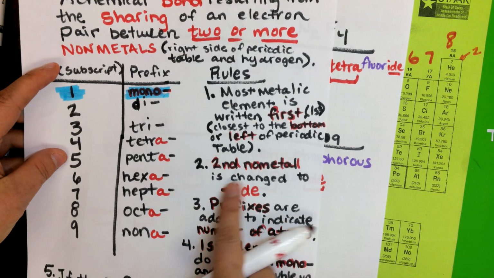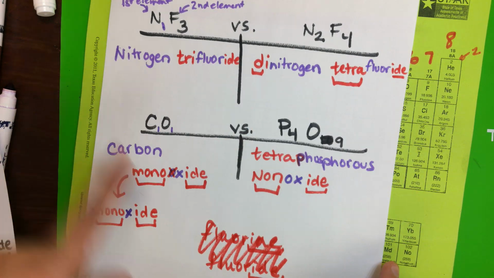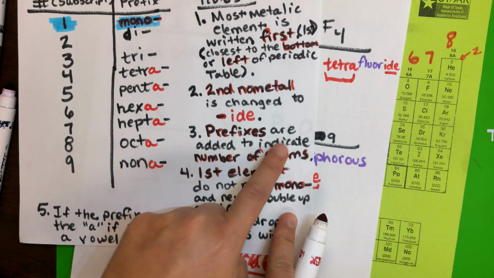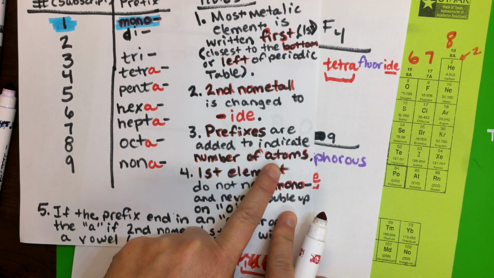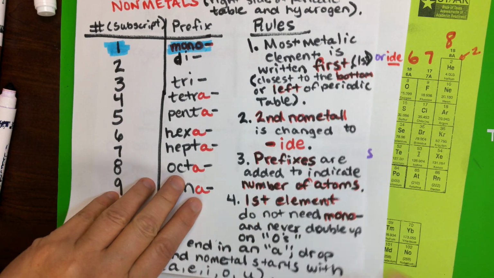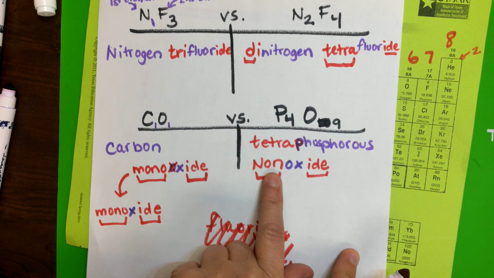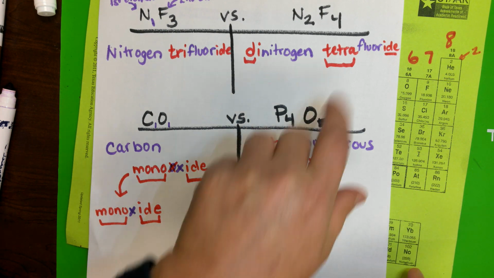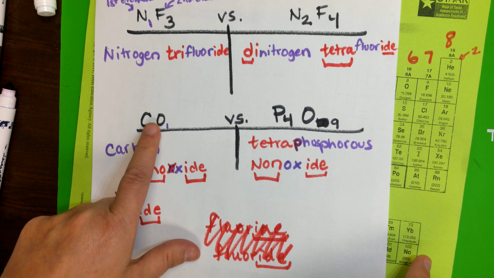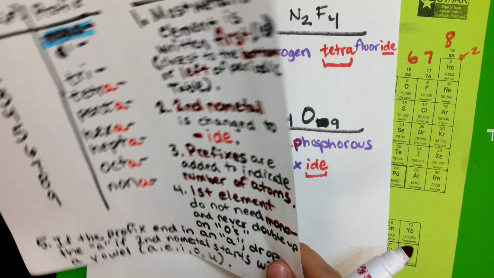Rule number 2, the second nonmetal is changed to IDE. Rule number 3, prefixes are added to indicate the number of atoms. So 4 is tetra, 9 is nona, 2 is di, 3 is tri, and 1 is mono.